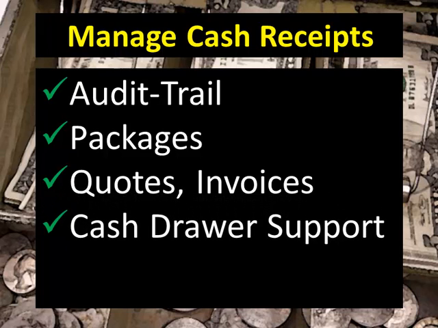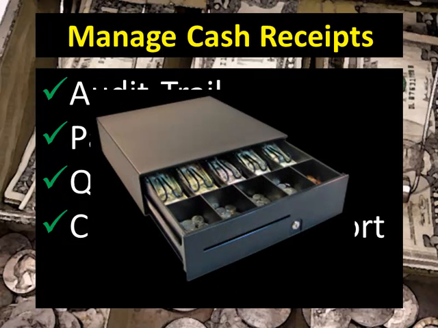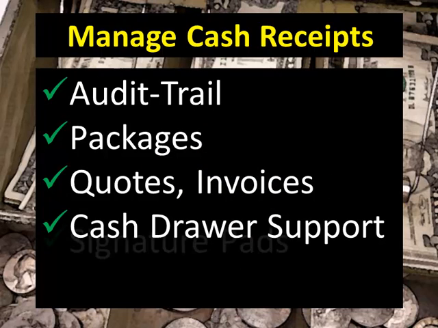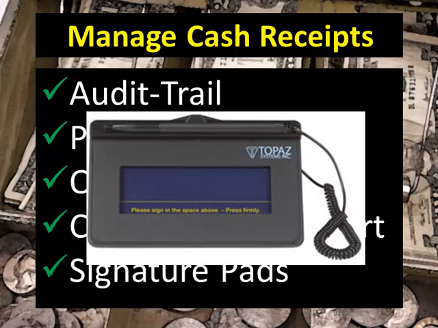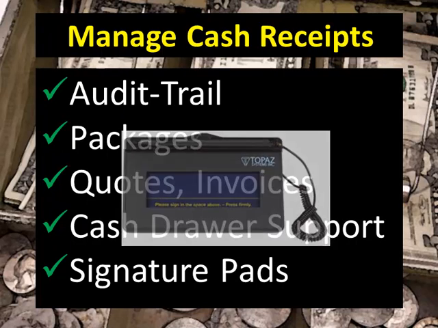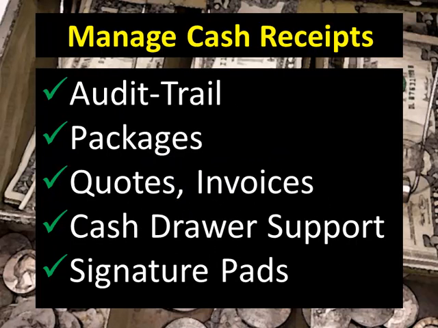Physical cash drawer support, like this heavy-duty APG drawer, is available. And along with our signature capture support, these are two features generally not found in browser-based systems. By the way, this Topaz pad retails for less than $100. Cash receipts is also supported by our document management system so that you can access those signed receipts from just about anywhere.